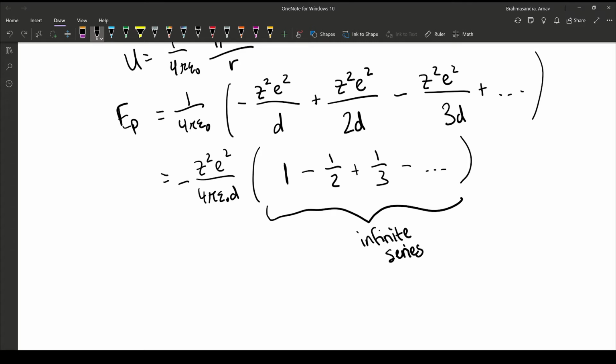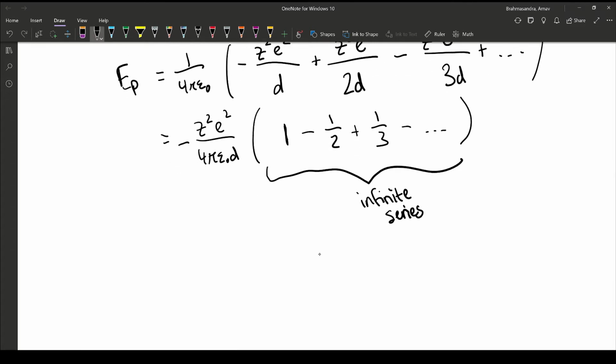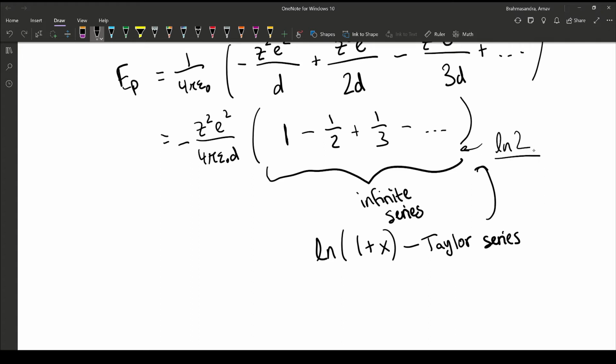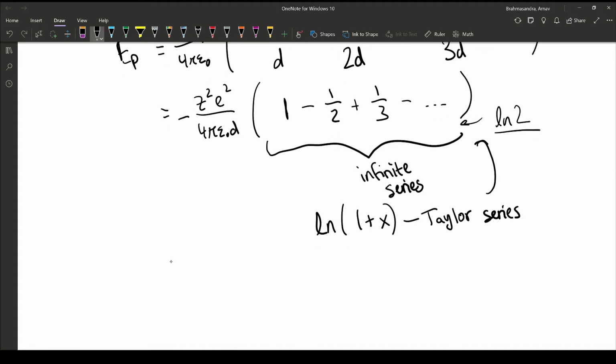And if you know Taylor series, you might recognize this from the Taylor series of log 1 plus x or log 1 minus x or something like that, right? You don't have to know this, but if you look at the Taylor series for log 1 plus x, you might see a way to relate this series to it. And you are correct. If you know Taylor series, that's good. If you don't, don't worry. This sum actually turns out to be the natural log of 2. So if we now rewrite this, we get negative z squared e squared over 4 pi epsilon naught times d times the log of 2, right?